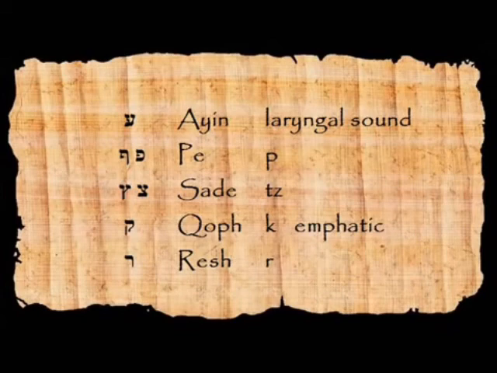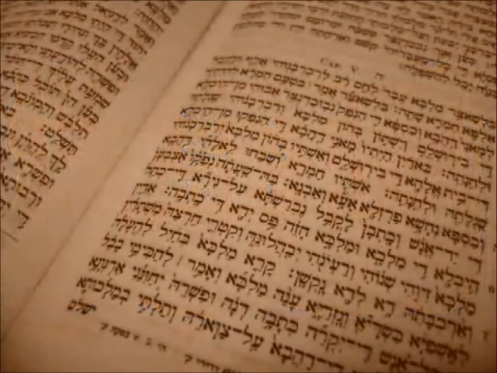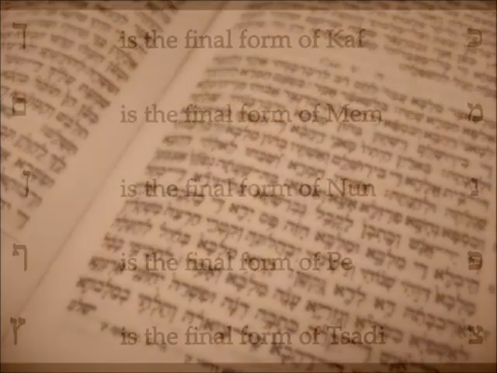Pei, Tzadeh, Kof, Resh, more guttural than you're used to perhaps. Sin, Shin, and finally Tau. These slight shifts in sound will become necessary when we get into the reading of the text.